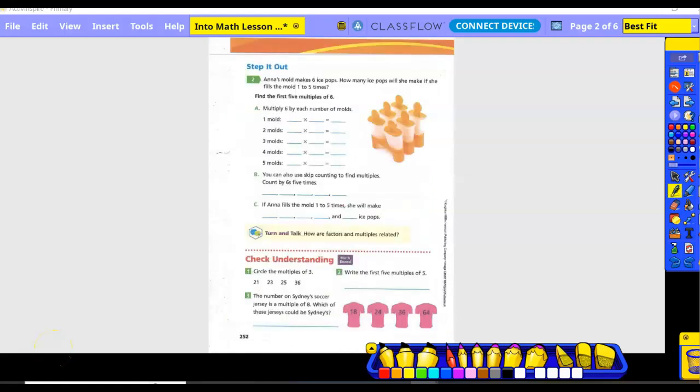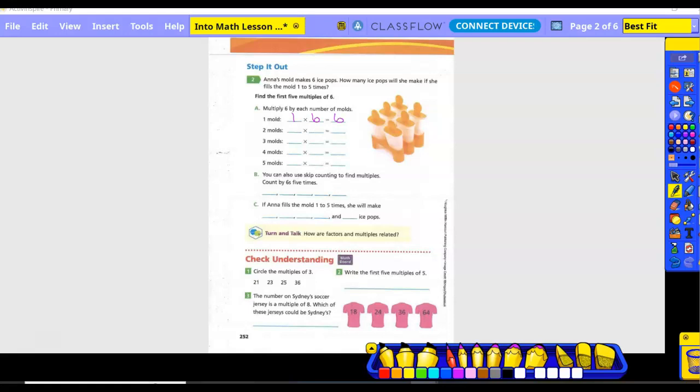Step it out. Number 2. Anna's mold makes 6 ice pops. How many ice pops will she make if she fills the mold 1 to 5 times? So find the first 5 multiples of 6. Multiply 6 by each number of molds. So in mold 1, she has 1 times 6, which is 6.